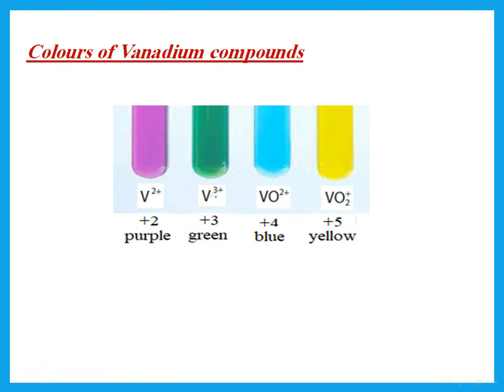Vanadium, you should remember that vanadium in different oxidation states will have different colors. So +2, it is purple, +3, it's green, +4, it's blue, and +5, it is yellow.